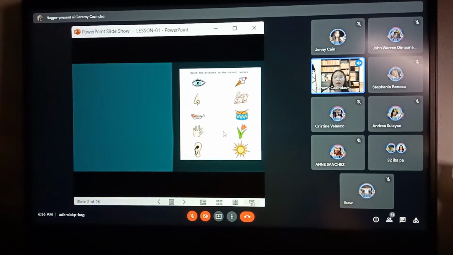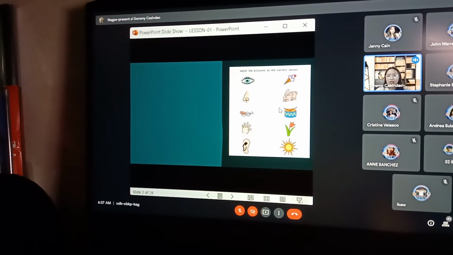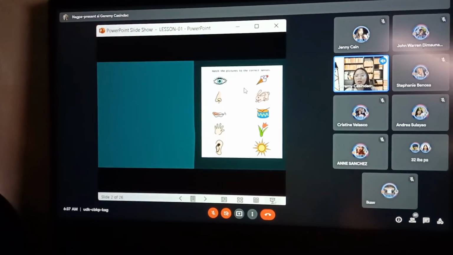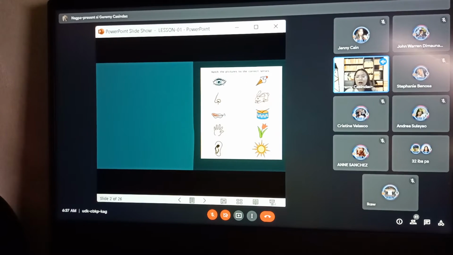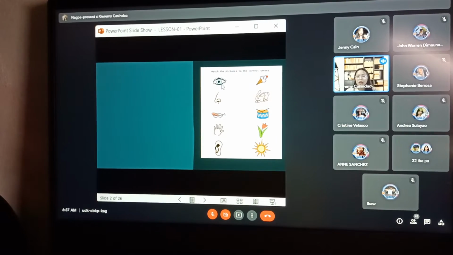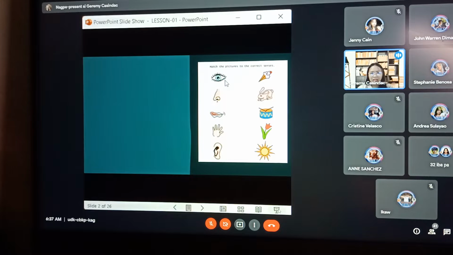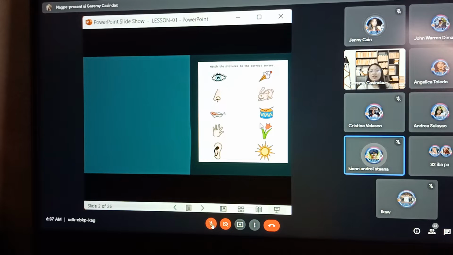Okay, so we have here a matching type. You are going to match the pictures to the correct senses. First, we have the eyes. Where should it be matched? Ice cream, rabbit, drum, rose, flower, or a sun? Sun po.